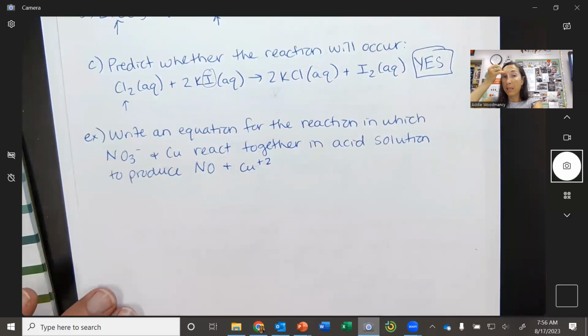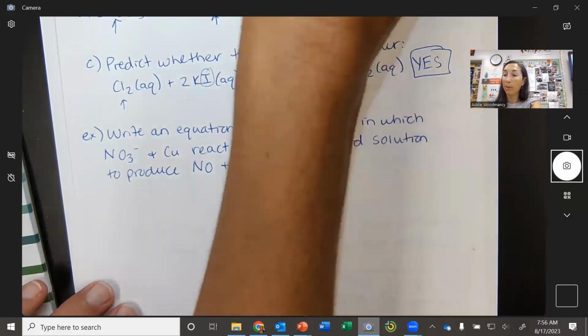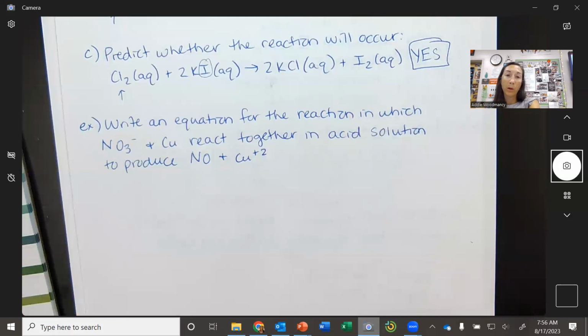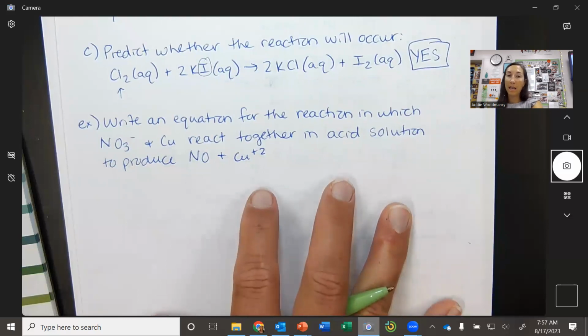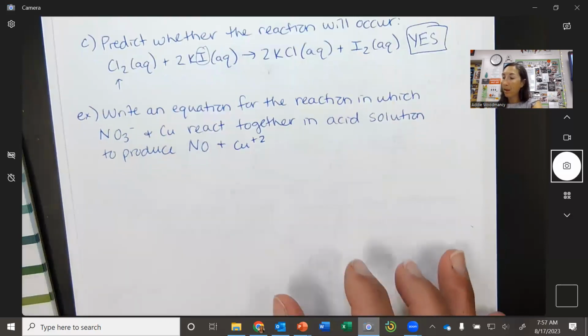So this isn't something you have to worry about for your lab tomorrow. Everything that we talked about before is something you'll have to know when you do your lab. This is not what you're doing tomorrow. So you don't have to worry if you don't understand this today in order to do the lab tomorrow.